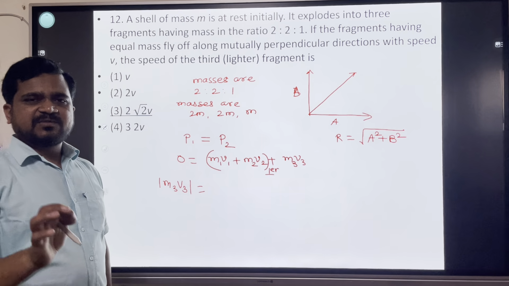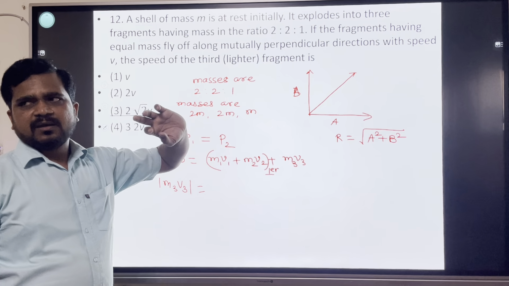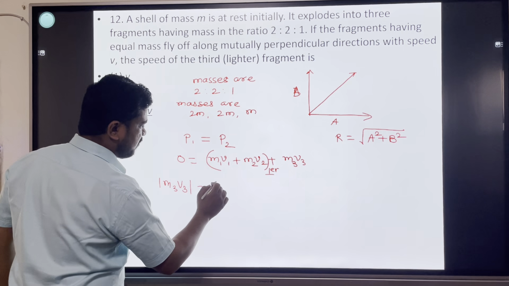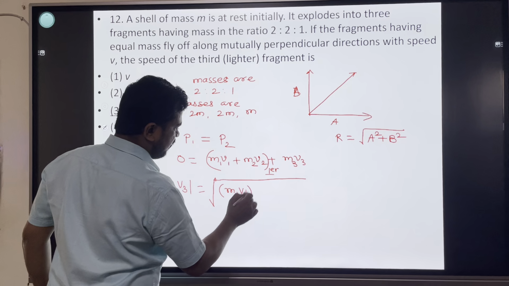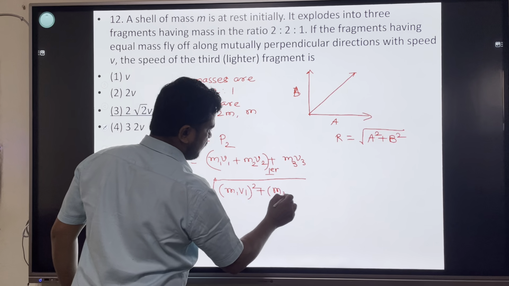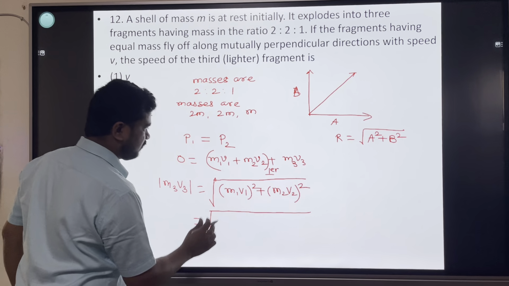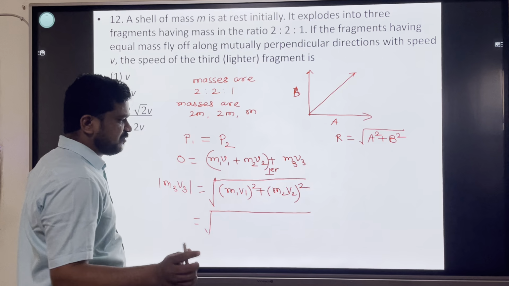Square root of a square plus b square plus 2ab cos theta. Theta is 90 degrees, the angle between the two, and cos 90 is 0. So m3v3 is equal to square root of (m1v1) square plus (m2v2) square. Put these values. Both are moving in perpendicular directions, so the resultant is m1v1 square plus m2v2 square.